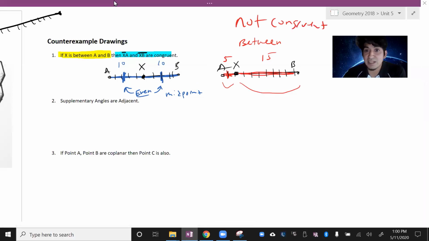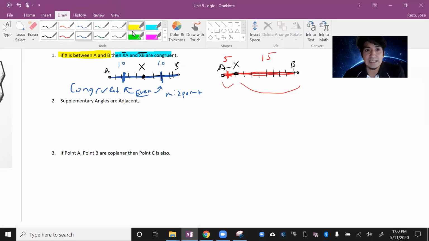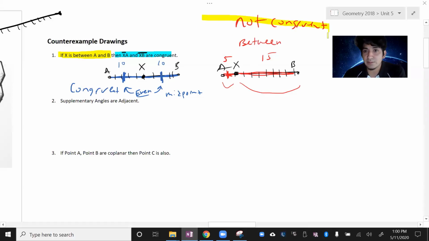My line segments are not congruent at all. As for my blue one, they are congruent. Now you're asked to find a counterexample, so my counterexample would be right here. That is my drawing for the counterexample for number 1 in this one.